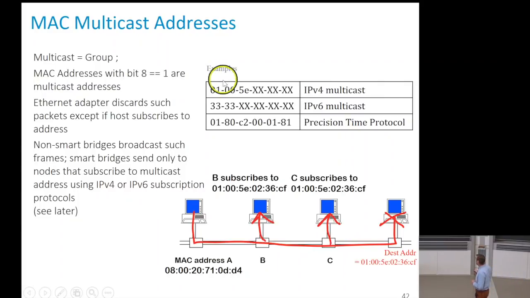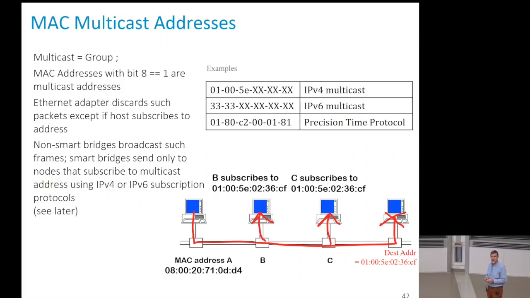So you should not have an adapter that has an address starting with 01 something. Some of the blocks are reserved. For example, 3333 is reserved for IPv6 multicast. So this is necessarily an IPv6 multicast address. This is necessarily an IPv4 multicast address. For some reason, the blocks are not the same size. And don't ask me why, I don't know why. And there are some specific non-IP protocols that heavily make use of multicast, and they have some reserved addresses here.